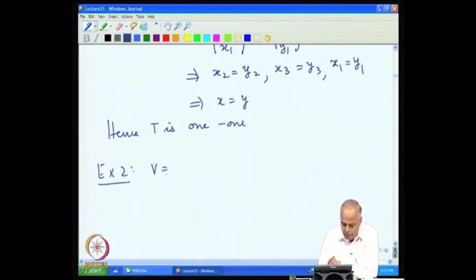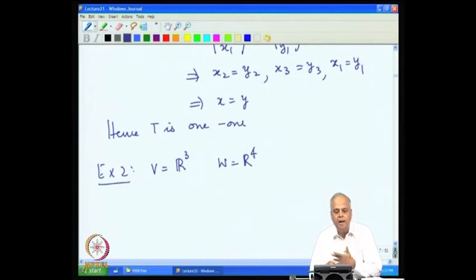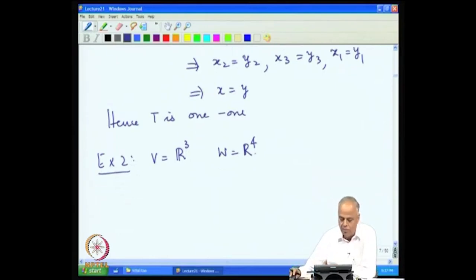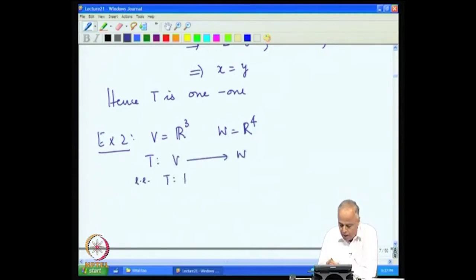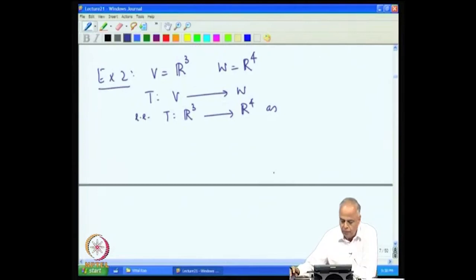Let us take V to be R3 and W to be equal to R4. Notice here that the dimension of V is 3 and the dimension of W is 4. In this case, the dimension of V is strictly less than the dimension of W, and it still satisfies the a priori requirement that dimension of V must be less than or equal to the dimension of W. Now, let us define a linear transformation from V to W, that is T from R3 to R4, as follows.